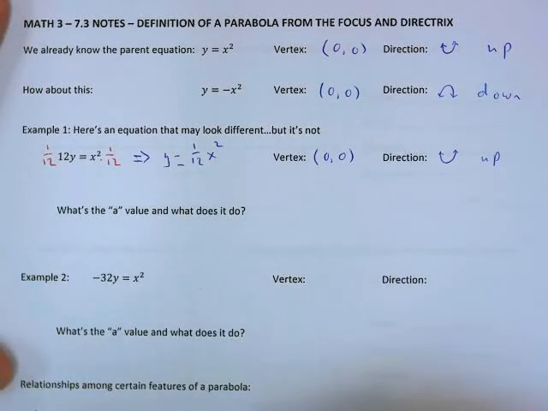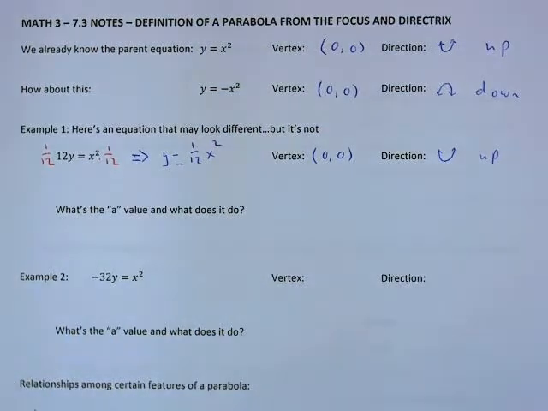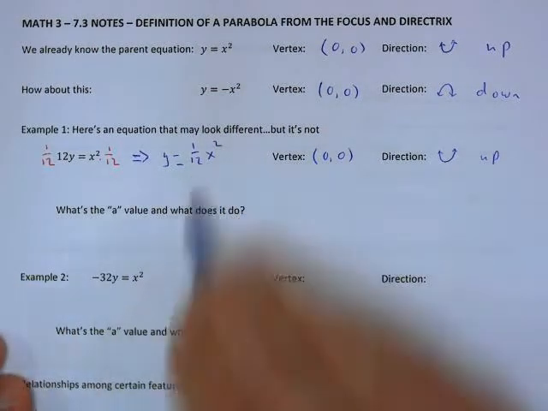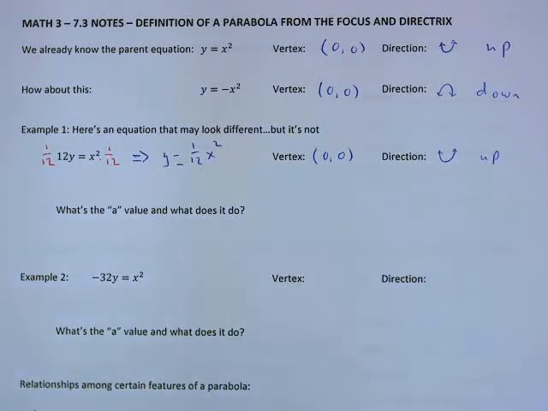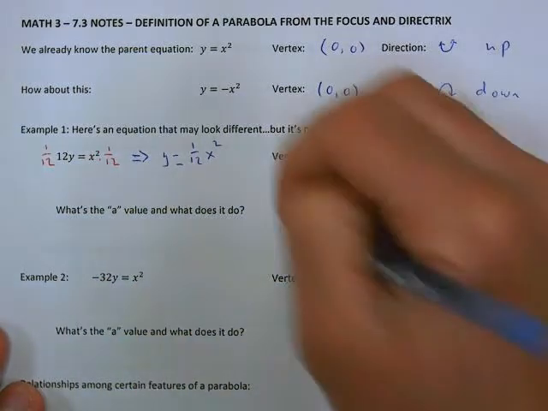Okay. So what does the a value do? And now maybe I should have drawn this a little bit wider because of the 1/12. Try to remember back to when we first learned about parabolas. The a value tells us two things. It tells us the direction and the width. So let's answer that right here. What's the a value and what does it do? It determines.